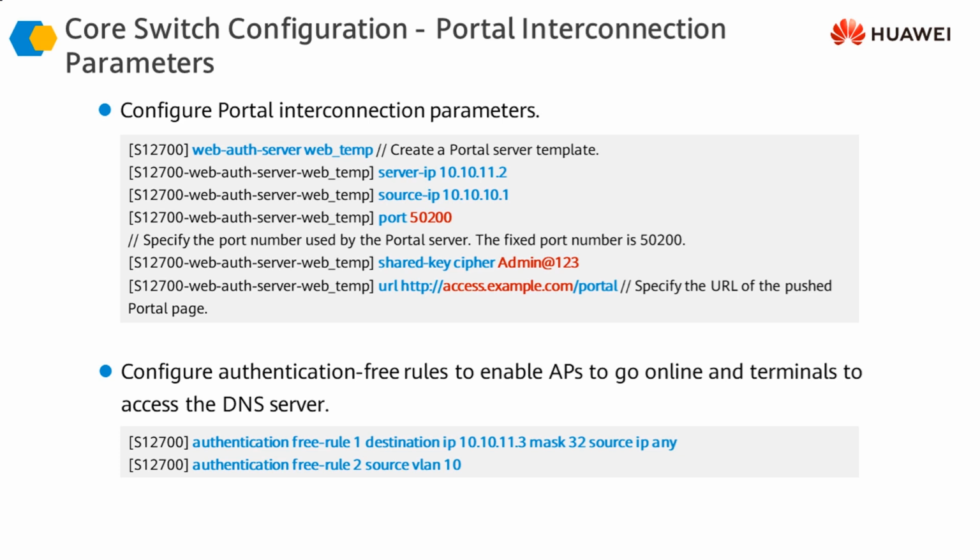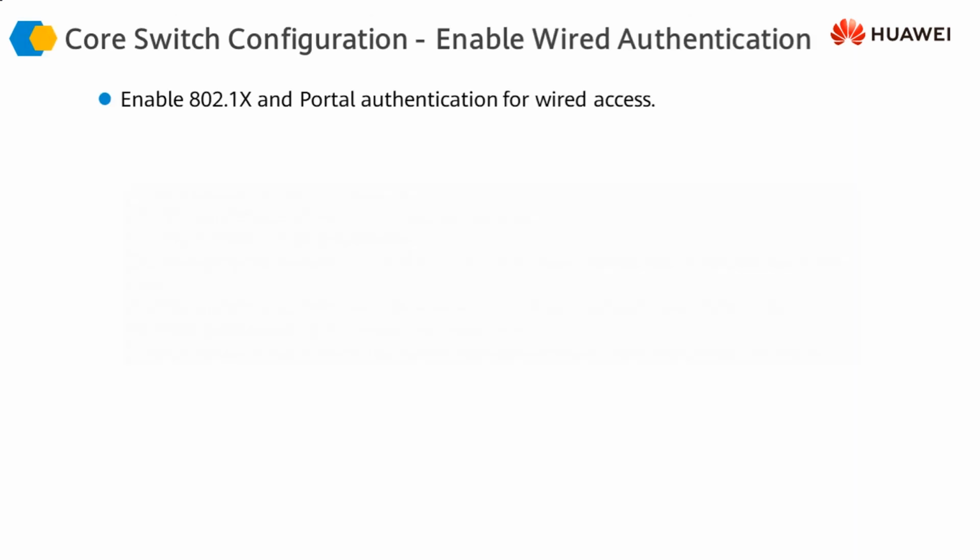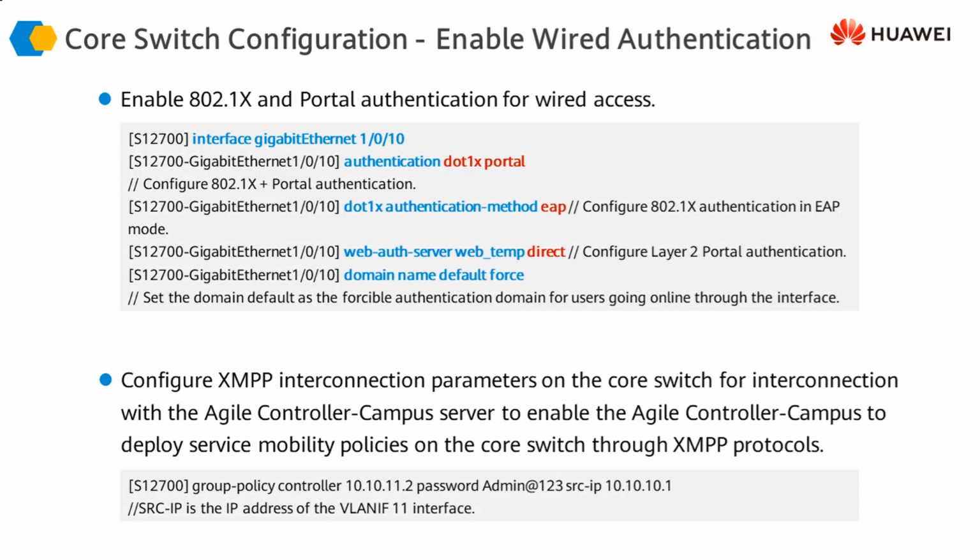And once this is done, then we enable the wired authentication on the switch, because in the previous two slides we did the connectivity, or we established a connectivity between the switch and the Agile controller. However, the switch is going to send authentication requests to the Agile controller that are coming from the users, and the users are connecting to the core switch. So now we need to do the configuration on the user side.